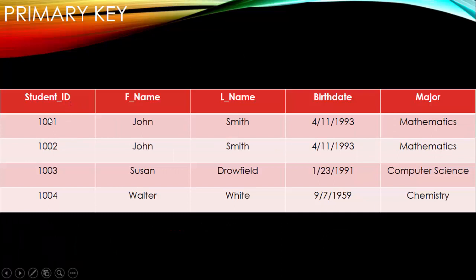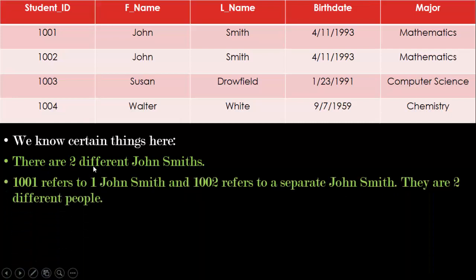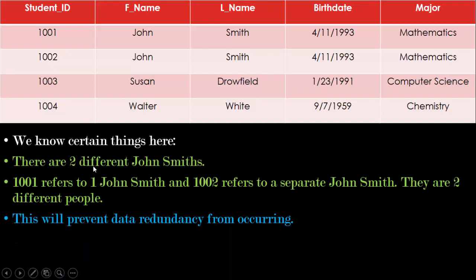Student ID. 1001 refers to John Smith. 1002 refers to a different John Smith. 1003 refers to Susan. 1004 refers to Walter. So now we know certain things because of the primary key. We know there are two different John Smiths. 1001 refers to one John Smith. 1002 refers to a separate John Smith. They are two different people. Now, with a primary key, this will prevent data redundancy from occurring.